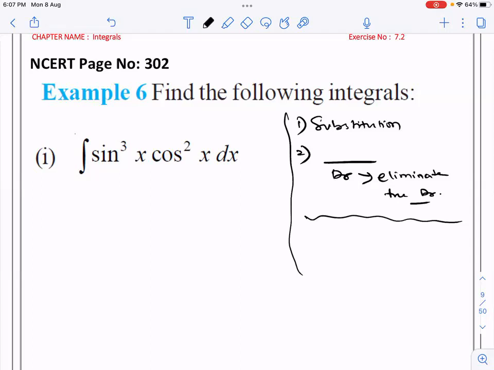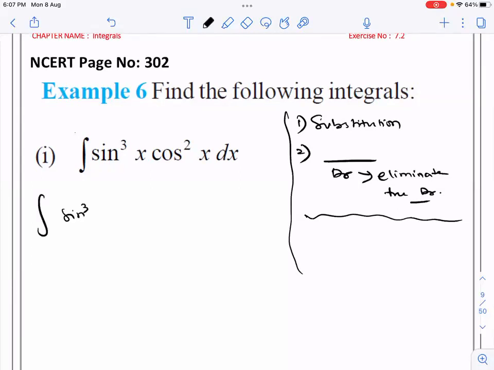I told you one should be the derivative of the other. So what can we do? Sorry, cos square? So how do you want to do that? You want to write cos square x as 1 minus sine square x. Okay, I'll go with your logic. If it is sine cube x into 1 minus sine square x dx, what will you get? You will get integral of sine cube x minus sine power 5x dx.